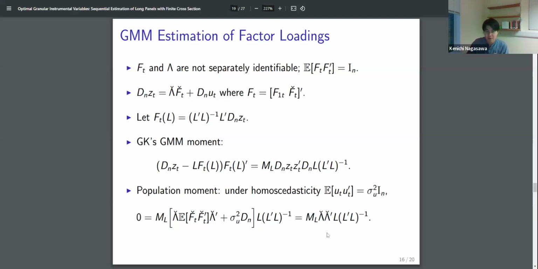But if the number of cross-sectional units is large enough compared to the number of factors R, then you can also choose the columns of L to be columns in the orthogonal complement of the span of lambda check. And if you do that, then this part will be 0. So you can see that there does not exist a unique L that satisfies this population moment condition, but there are other L's that make this population moment condition true. So it violates one of the assumptions for the GMM asymptotic theory.